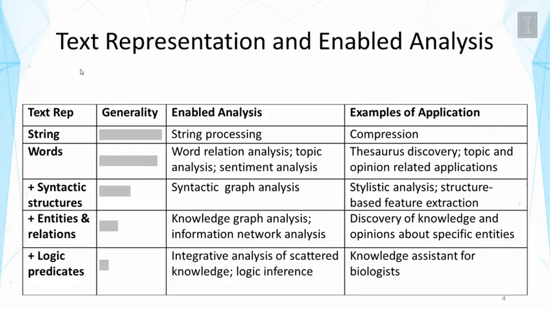Finally, when we add logical predicates, then we would enable logical inference, of course. And this can be very useful for integrative analysis of scattered knowledge. For example, we can also add ontology on top of the extracted information from text to make inferences. A good example of application enabled by this level of representation is an intelligent knowledge assistant for biologists. And this is an intelligent program that can help biologists manage all the relevant knowledge from literature about the research problem, such as understanding functions of genes.